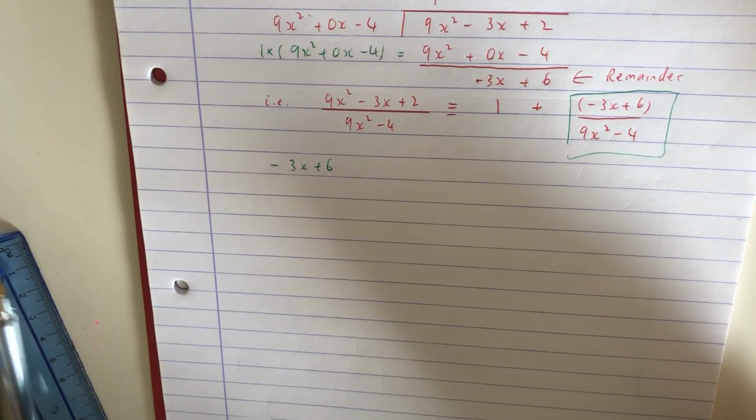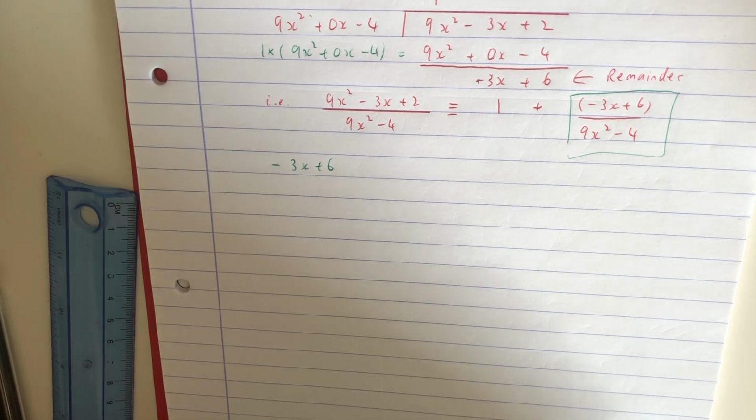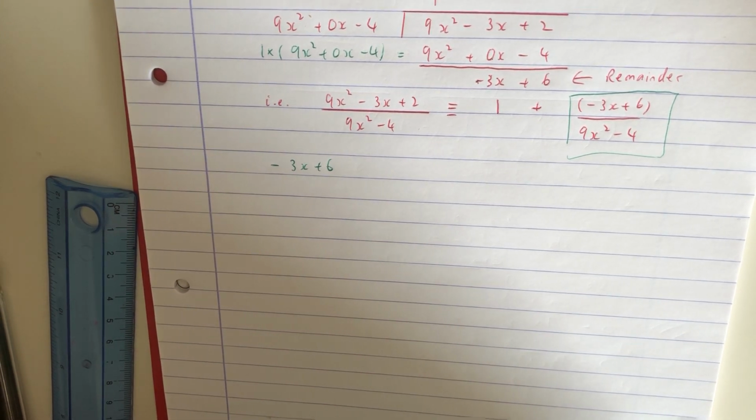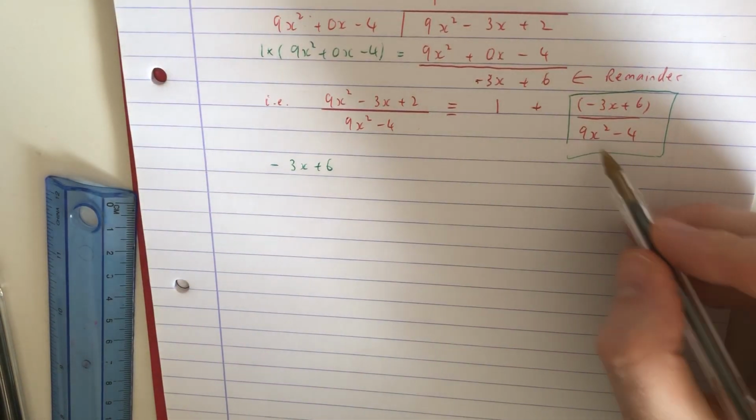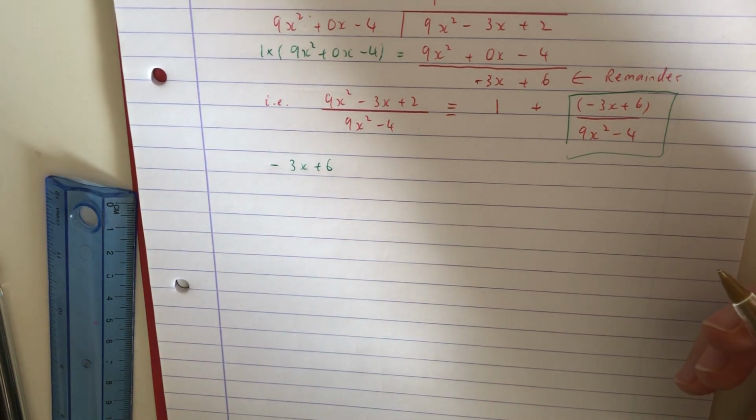Over 9x squared minus 4. Now, before I even write this, I noticed there's something wrong, because partial fractions, or any fractions in maths, algebraic ones, normally everything's factorized, and that denominator is definitely not factorized. So think about what that would factorize to. The first thing that comes into my head when I see a 9x squared and a 4 and a subtraction is the difference of 2 squares.